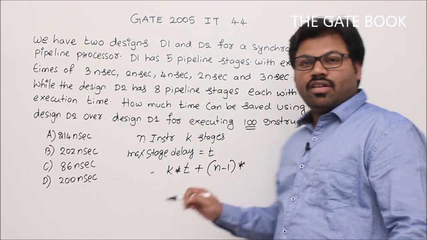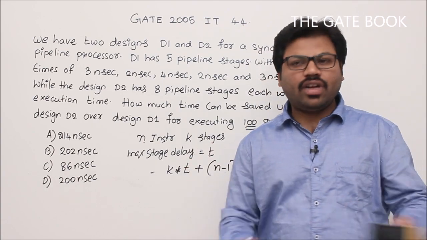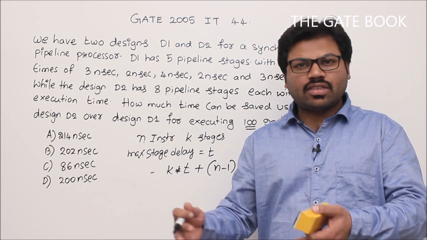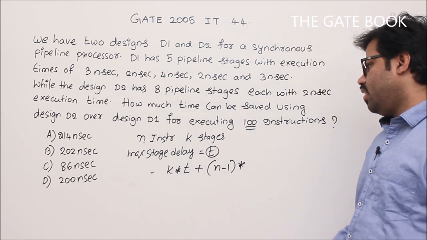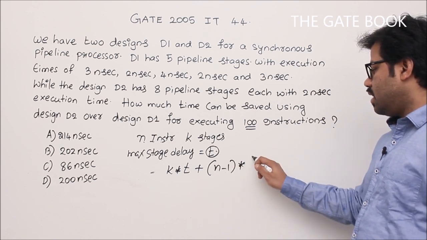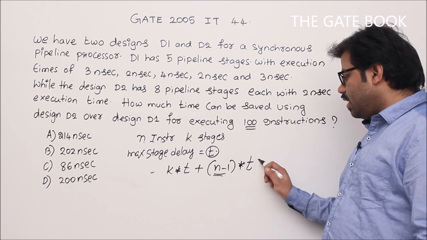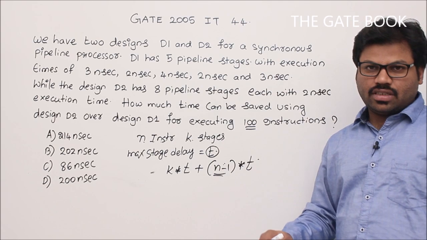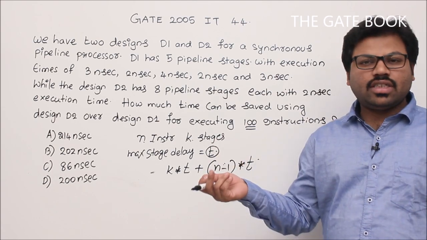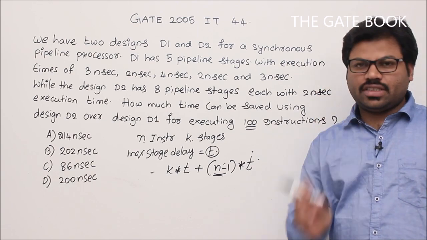They all take, because of the pipelining, the next instructions automatically come every clock cycle. So every clock cycle means what? Every stage delay, right? Both are the same. So every stage delay is t. That's why each other instruction takes exactly t time. This part does not depend on the number of stages. If you have even 5000 stages, it doesn't matter. What matters is the delay of the stage.